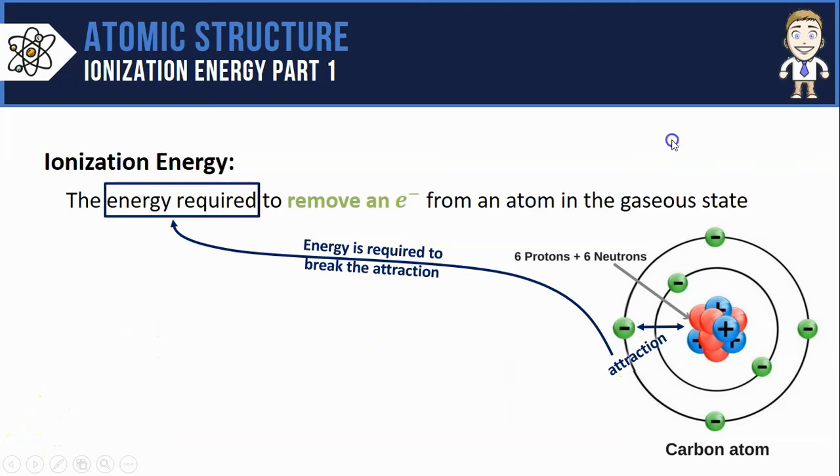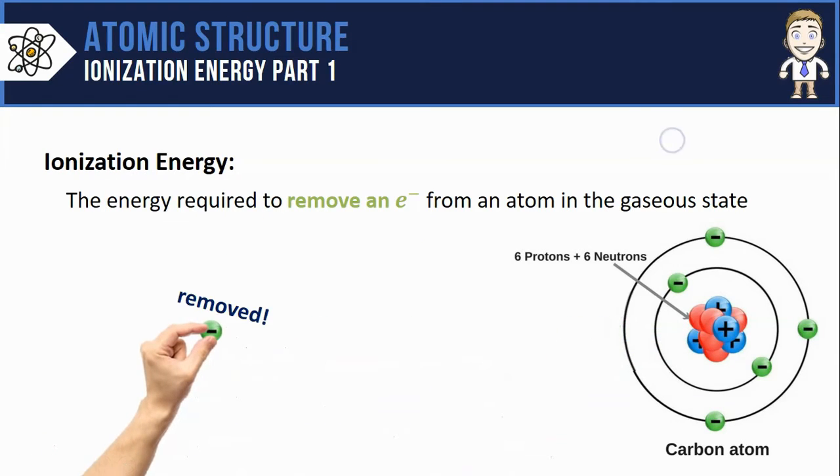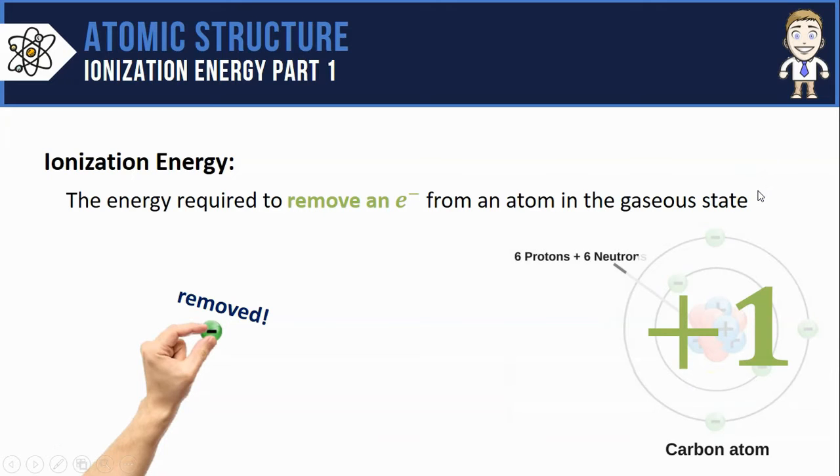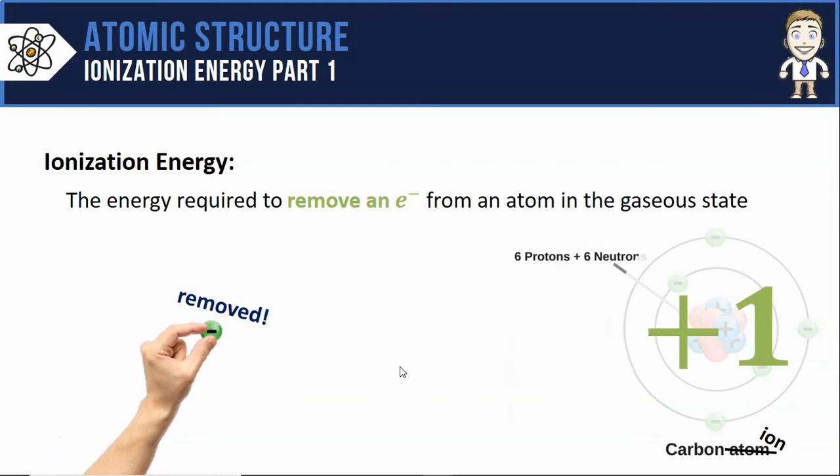Here's how the whole thing might look. We're going to go ahead and pluck off that outermost electron. It has officially been removed from the atom. The atom now changes because I've taken away a negative particle. The atom is now +1, and technically it's not an atom at all. We've changed it into a carbon ion. So that's how the whole process would look.